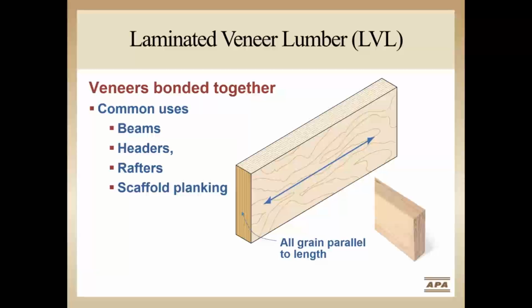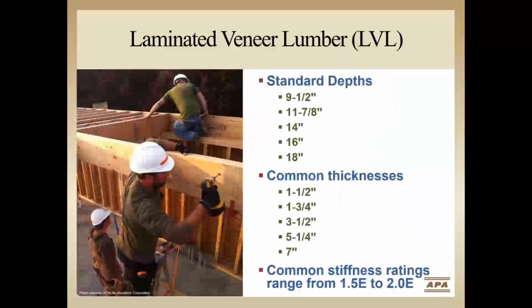LVL is used for beams, headers, rafters, scaffold plank, rim board, I-joist flanges, and studs. LVL beams are commonly made in depths matching the depths of I-joists. Larger depth LVL is readily available as well. The most common thickness is 1 3/4 inch, but LVL is available in thicknesses up to 7 inch. They are commonly available in bending stiffness or modulus of elasticities ranging from 1.5E to 2.0E.